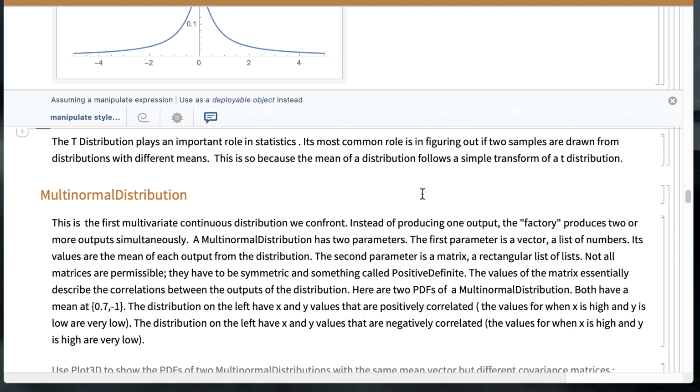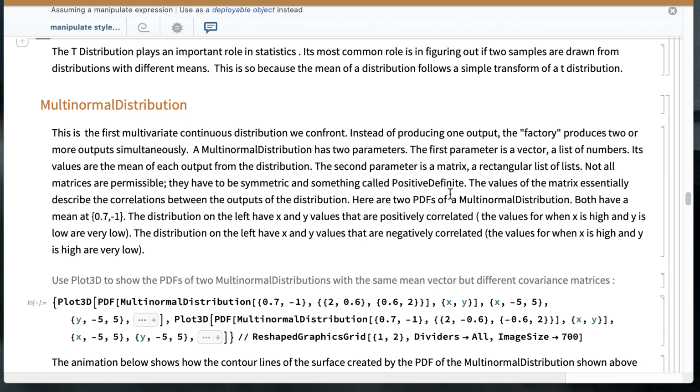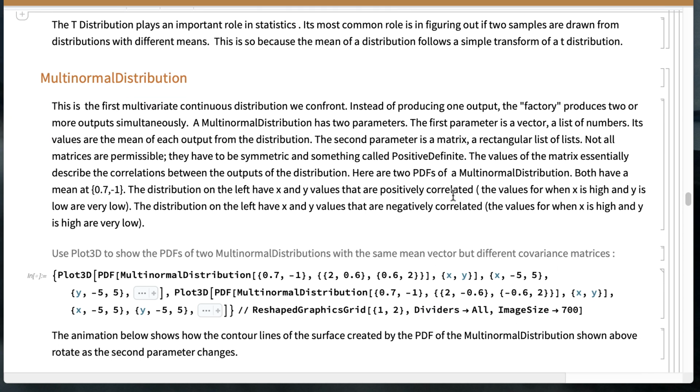Okay, where are we going to see it? We're going to see it in trying to find out if two samples are drawn from distributions with the same mean or different means. All right. The multinormal distribution. So we're now going to look at a multivariate continuous distribution. And multivariate distributions, you remember, don't just produce one number as an output or one thing as an output. They simultaneously produce multiple things. So how do we define a multinormal distribution? A multinormal distribution has two types of parameters, but they may contain more.